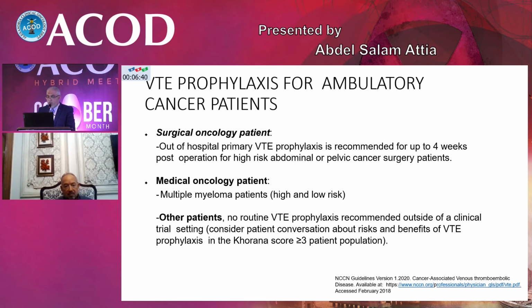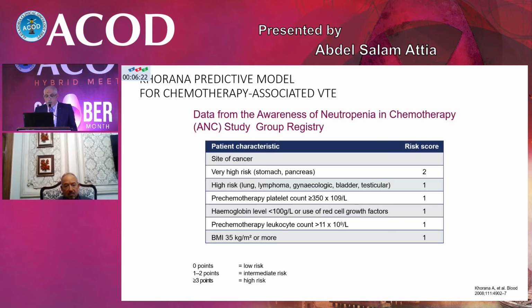Consider a conversation with the patient about the risk and benefit of venous thromboembolism prophylaxis if the patient has a score of more than 3. And this is the Khorana score, the predictive model for chemotherapy-associated risk.